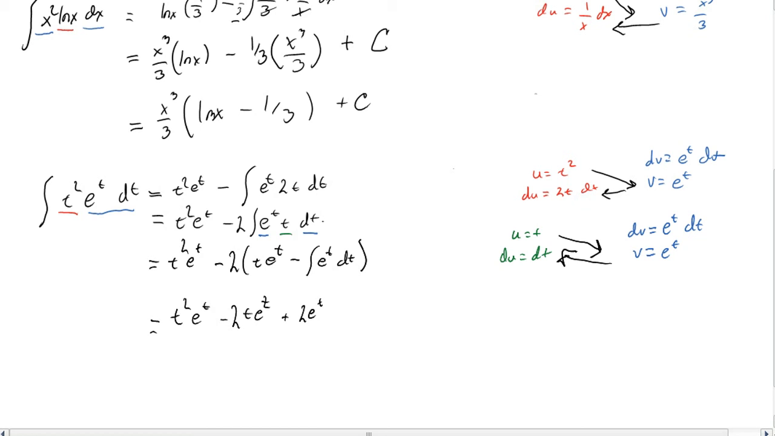And now that all the integral signs are gone, we need to have a plus a constant. We can simplify it to equal e to the t times the quantity t squared minus 2t plus 2, plus a constant. And that, my friends, is how to do integration by parts of t squared times e to the t dt.